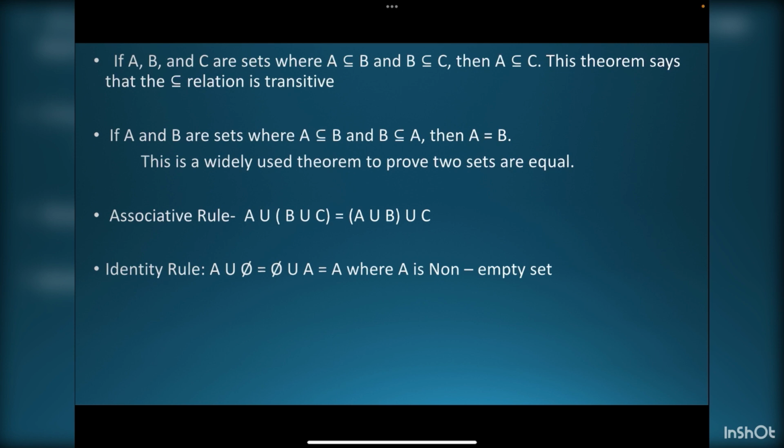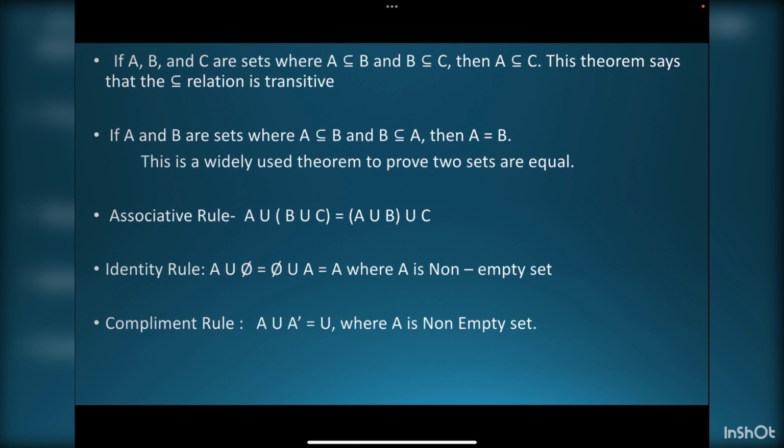The next rule is the identity rule. If A is a non-empty set, then A union the null set is equal to the null set union A, which is equal to the set A. That means if we take the union of an empty set with a non-empty set, it will return the same non-empty set.